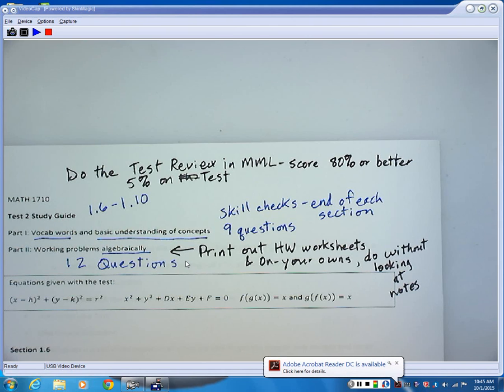All right, the next thing they're telling you what formulas I give you for the test. Where is that?